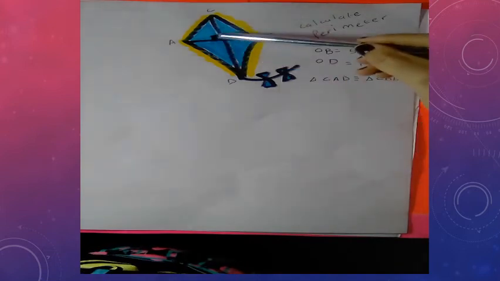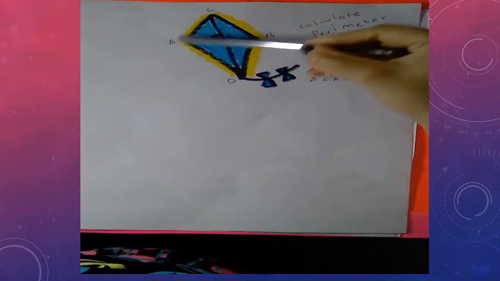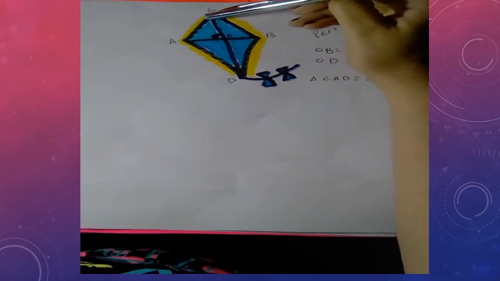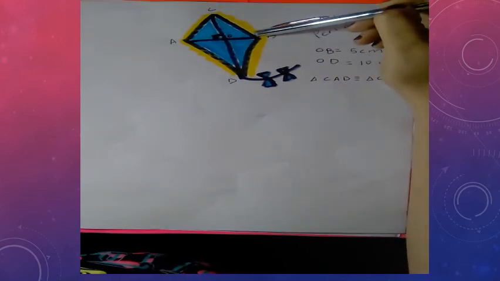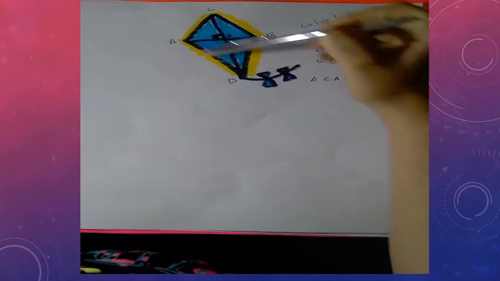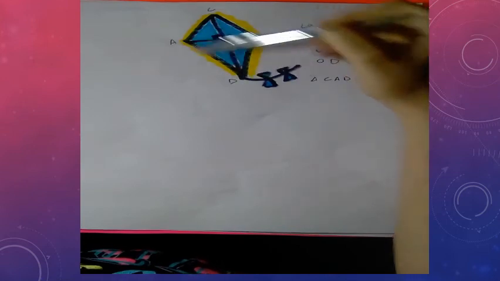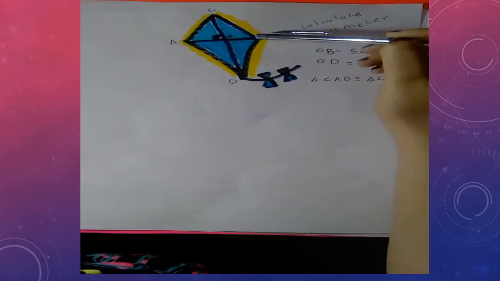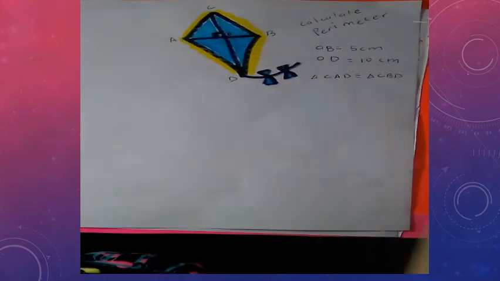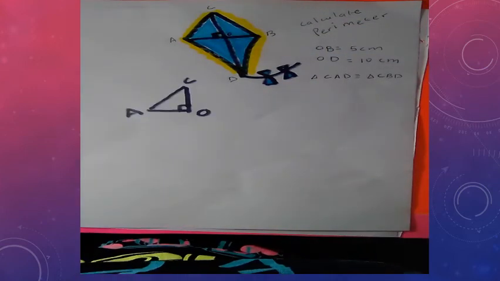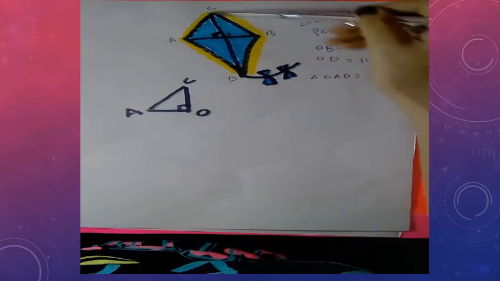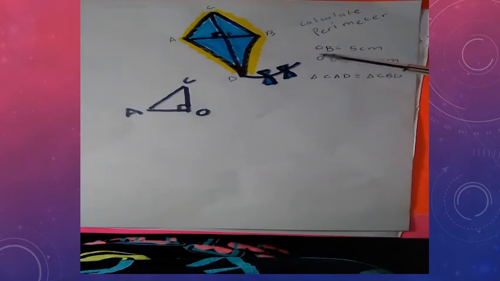This means that if we find the hypotenuse AC, then we know that length will be the same as CB. And if we find the hypotenuse AD of this triangle, then we'll know that AD will be equal to BD. And then we'll be able to calculate the perimeter of the kite. So what I've done here was I've taken out the triangle ACO and drawn it separately.